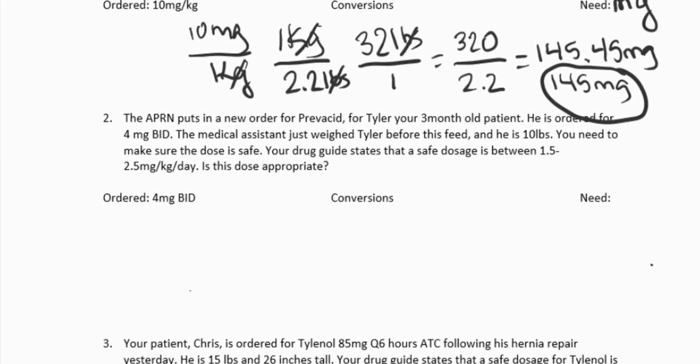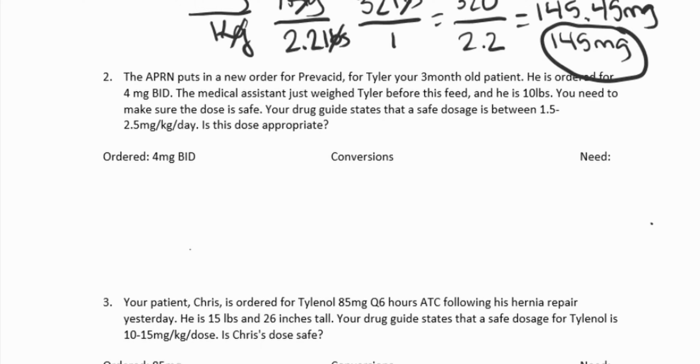All right, so let's go ahead and move on to number 2. The APRN puts in a new order for Prevacid for Tyler, your 3-month-old patient. He's ordered for 4 milligrams BID. The medical assistant just weighed Tyler before his feed, and he's 10 pounds. You need to make sure the dose is safe. Your drug guide states that a safe dose is between 1.5 and 2.5 mg per kg per day. Is this dose appropriate? So this is a multi-step problem.